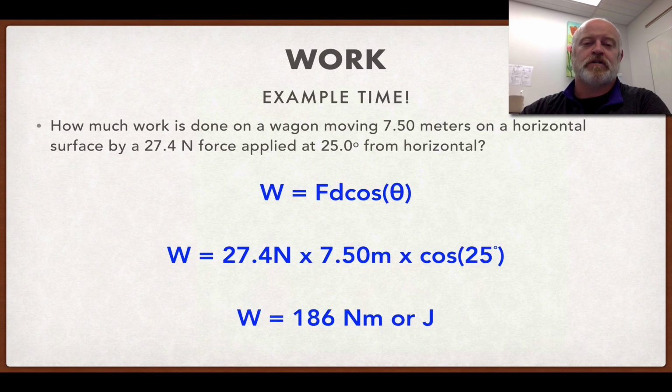Okay, let's go to the answer now. We know our equation is this. We're given that much force was applied. We know the distance it moves, and we know the angle at which it was applied. You multiply those together, and we get 186 newton meters or joules, either one is fine, of work done on this wagon. When we talk about work, we often say it's the work done on an object, because something else usually does work on another object. So your body does work on a wagon, or you do work on your car, or the car's engine does work on its body.